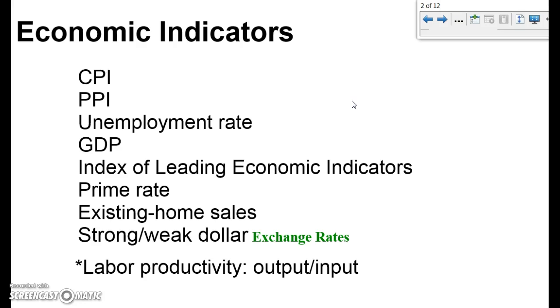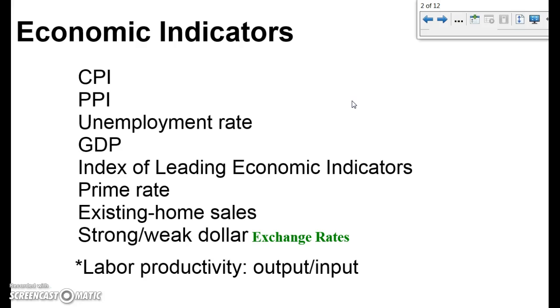PPI is the Producer Price Index, and so that is similar to the CPI, except it looks at the prices that are faced by manufacturers or other producers. So in other words, if General Mills is facing increased prices for corn or other ingredients, then that's going to increase their cost to produce cereal. Ultimately, it's going to result in a price increase for cereal, which will be then later reflected in the CPI. So the PPI indicates future increases in the CPI.